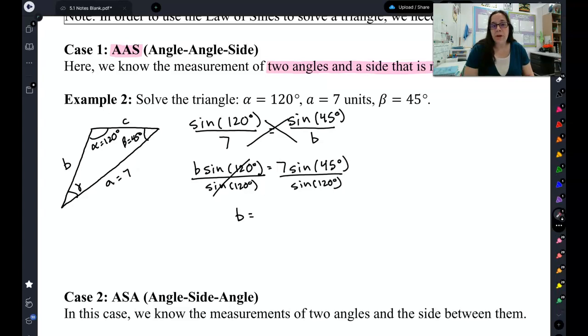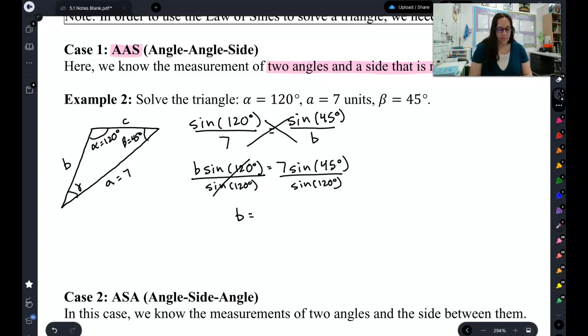Make sure that you are in degree mode. You will be in degree mode for all of Chapter 5. Everything we do in Chapter 5 will be in degree mode. It's probably the last time you'll be in degree mode in this class. I think most everything else is in radians. But this chapter, make sure you're in degree mode.